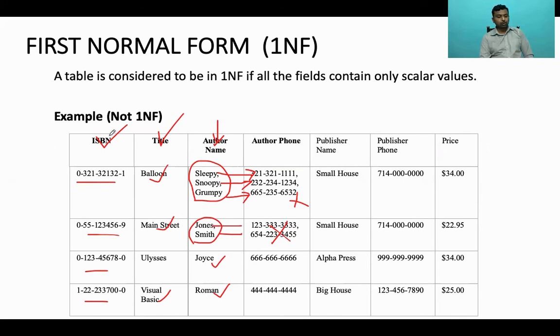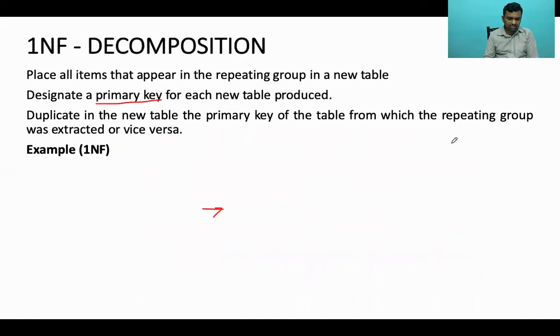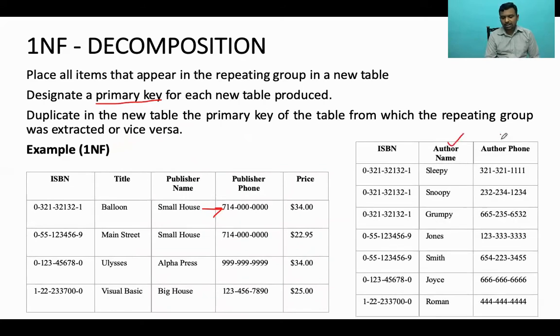So when I divide, I'm going to take ISBN, title, publisher name, publisher phone number, and price. I'm going to take this out. Why am I taking this out? These are the two columns which have more than one value in a field. It means that it is not a scalar value, so I'm going to pull these two columns out. But apart from that, ISBN, title, publisher name, publisher phone number, price, no problem at all. Everything has scalar values. I'm just keeping that as it is, and then I've divided author name and author phone.